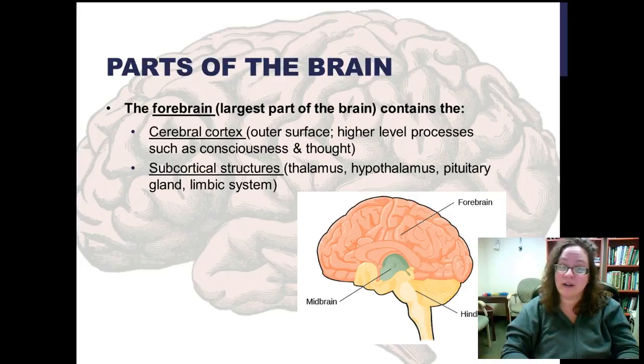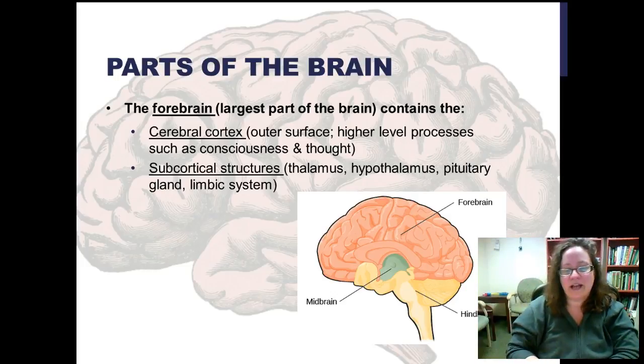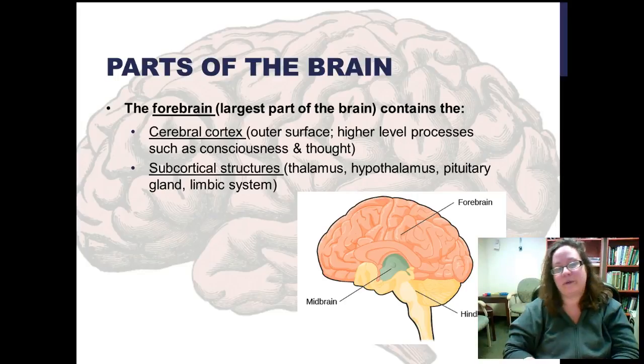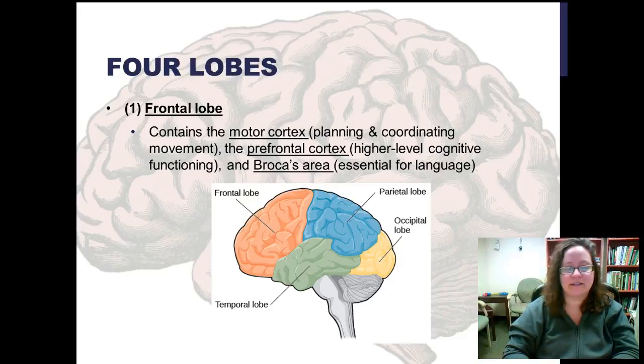So we get to the parts of the brain. For this one, we're just looking at forebrain, midbrain, and hindbrain. We're going to talk a lot more about the forebrain than we do the mid or the hindbrain. But the forebrain has our cerebral cortex, which we'll talk about quite a bit, as well as some of these subcortical structures. Especially the limbic system, we'll talk about those functions.